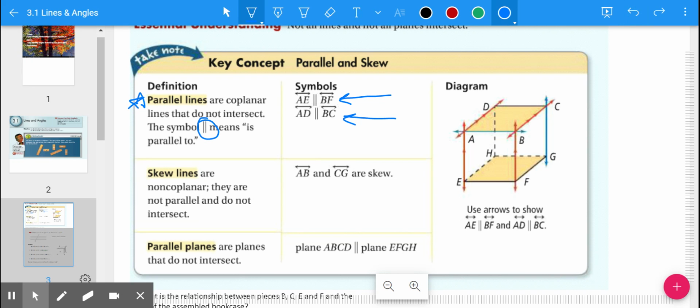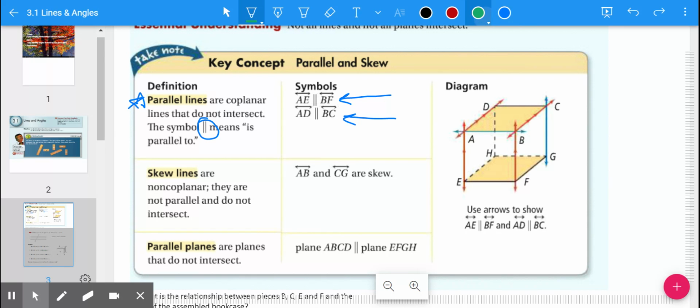And line AD is parallel to line BC. That's right here and right here. And one thing that you'll see, you can kind of see it on the diagram, is that anytime there's the same amount of arrows on the lines going in the same direction, that means that they're parallel. So if this one has one arrow on each, they're parallel to each other. If these two would have two arrows on each, that means they're parallel to each other. It's a similar labeling as we do with congruent lines and angles.